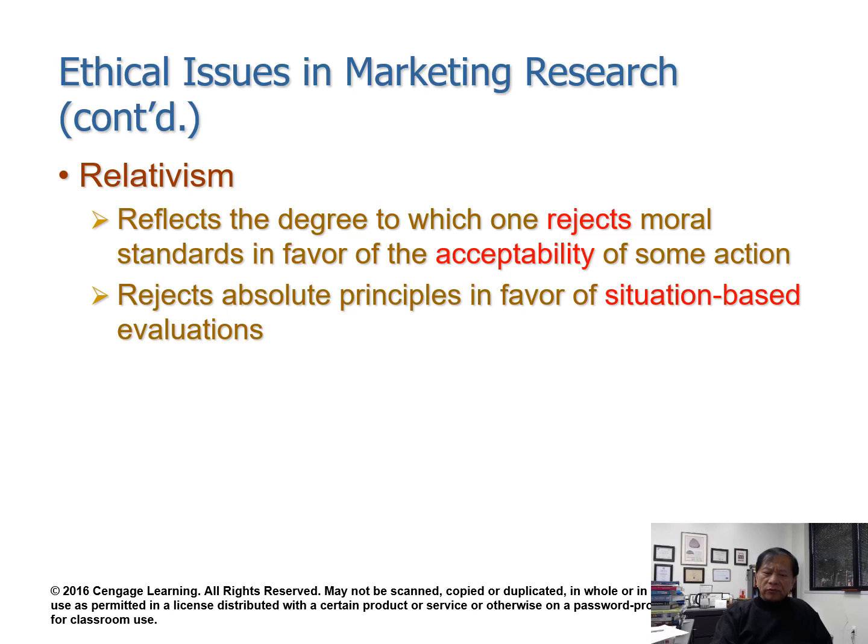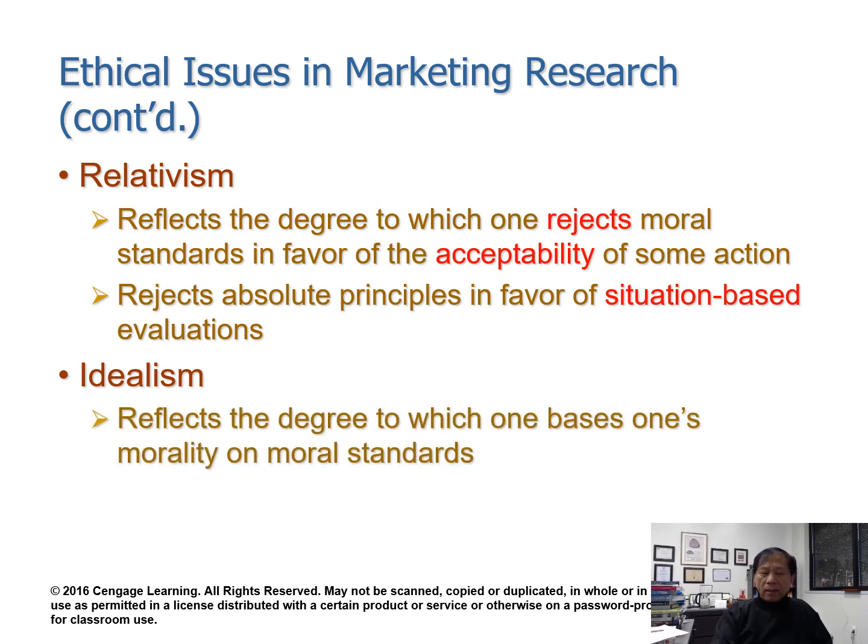Reject absolute principles in favor of situation-based evaluation. Then there's idealism, the degree to which one bases one's morality on moral standards. Okay, remember the golden rule, right? What is the golden rule? Okay, do unto others what you want others to do unto yourself. Basically, if you do not want others to do this to yourself, you do not want to do it to others. The golden rule. I can tell you, it's the same rule prevalent in East, West, all of the world, like entire humanity. Okay.